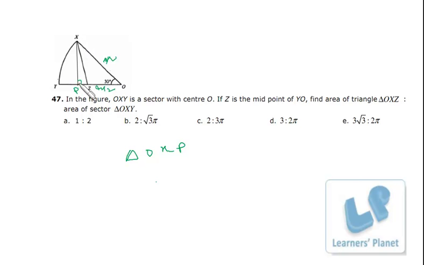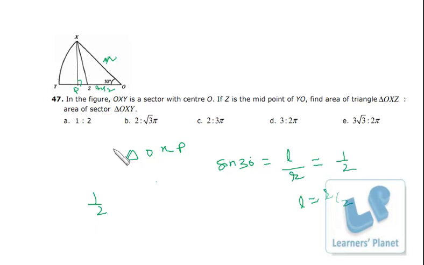So the relationship between XP and XO, that is perpendicular and hypotenuse, is given by sine theta. Here theta is 30 degrees. So sine 30 degrees is equal to the perpendicular, that is XP, which I assume to be L, by R, right? Now sine 30 degrees is what? 1 by 2. So L is equal to R by 2. That means the altitude of this triangle is R by 2. Now it is easy to find the area of this triangle, half base into altitude.